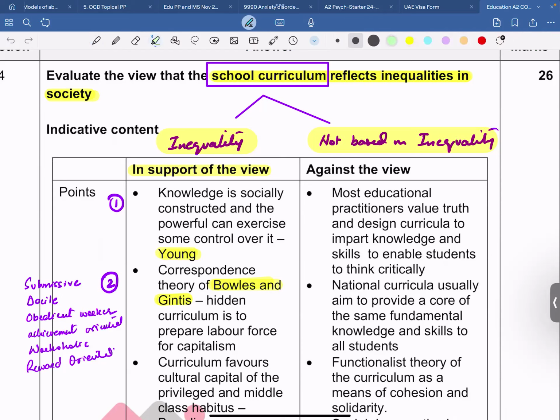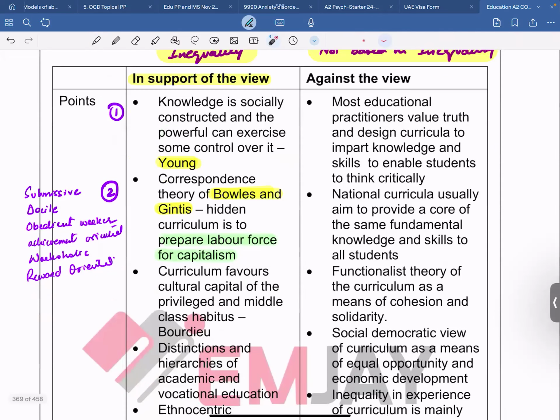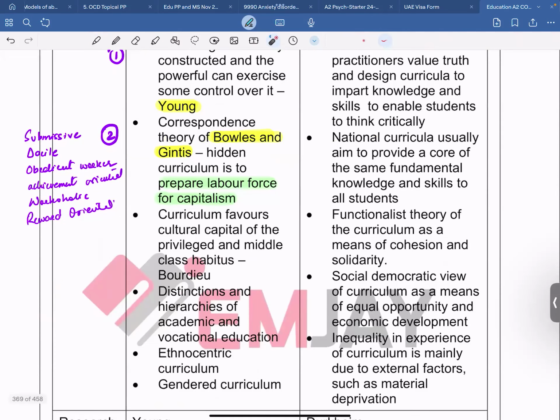And if you're being prepared for the capitalist system, if you're being prepared as an ideal worker for the capitalist system, this school curriculum does reflect inequality. Now, moving on, I could go on and on, but I want to keep it a little short. Moving on to the third point, the curriculum favors the cultural capital of the privileged and the middle class.